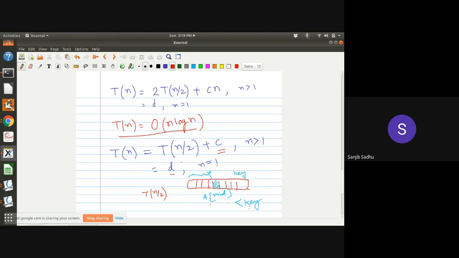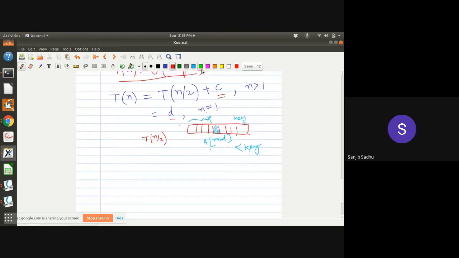Why is this problem similar to this? It means this is actually the equation of binary search. Now, for the calculation part, I am not asking you to map the problem to binary search and then just say it is log n.